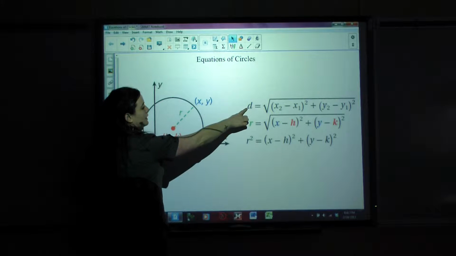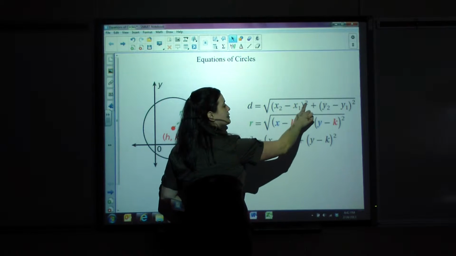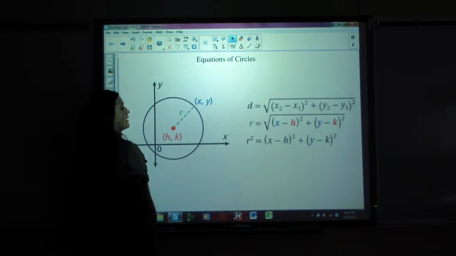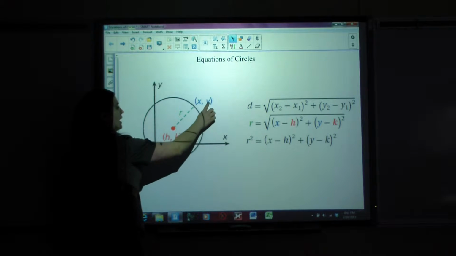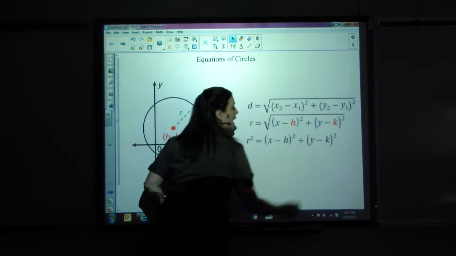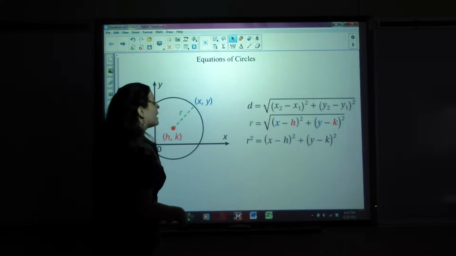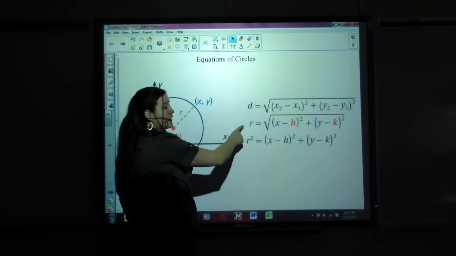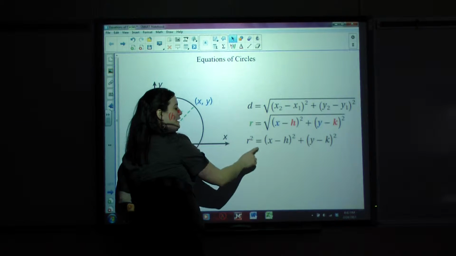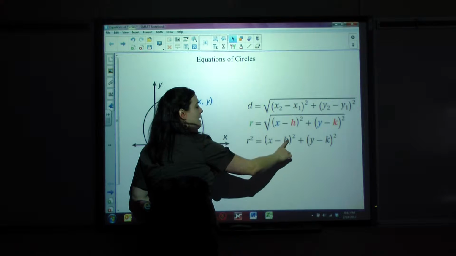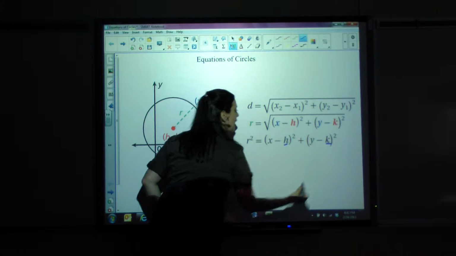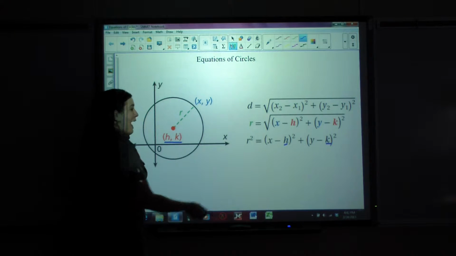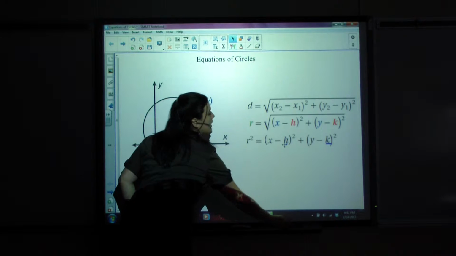So the distance formula is the square root of x2 minus x1 squared plus y2 minus y1 squared. So we plug in our x2 versus x1, x minus h. And then our y's, y2 minus y1, y minus k squared. All we're doing is plugging those in. And that equals r. So actually if we square both sides, we find that the radius squared equals x minus h squared plus y minus k squared. And what's special here is that h and k is where the center of the circle is. And that's actually all there is to the formula for a circle.